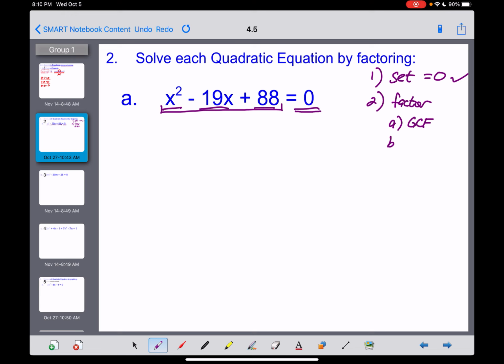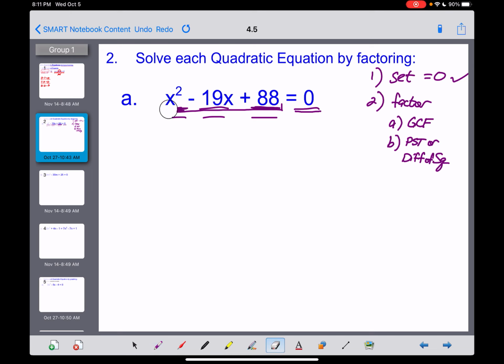The second thing we would look for then is either a perfect square trinomial or a difference of squares binomial. This is not one of those special patterns. X squared is a perfect square, but 88 is not. So it's not a perfect square trinomial. And the fact that we have 1, 2, 3 terms here means this is not a difference of squares, because a difference of squares is always a binomial.